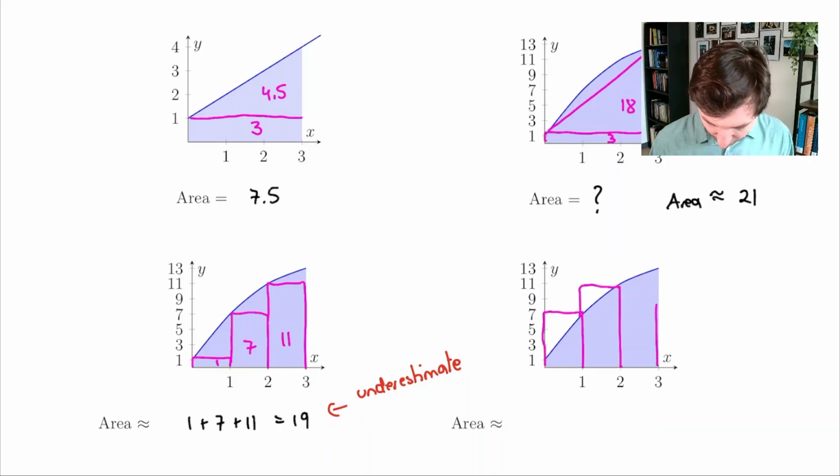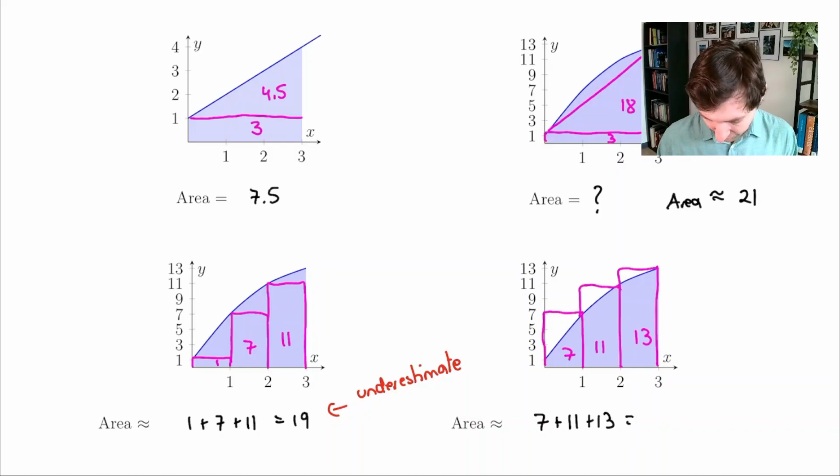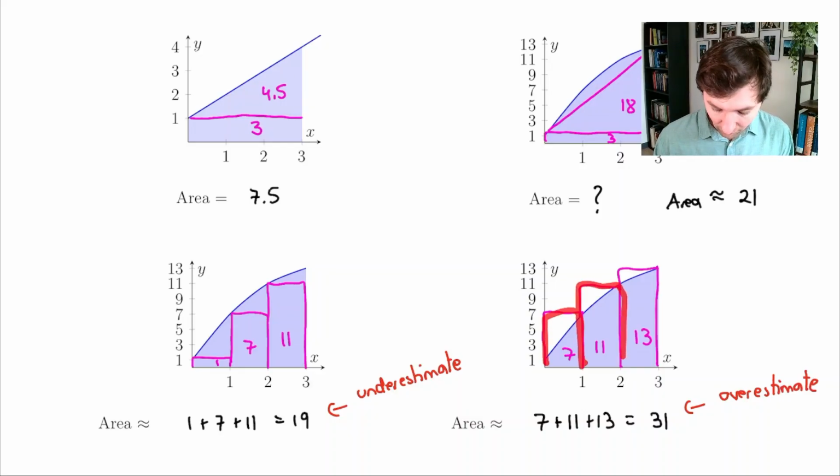Finally, the last approximating rectangle would have the height of 13, because the value of the function at 3 is 13. The areas of these rectangles are 7, 11, and 13. When I add these numbers, I get 7 plus 11 plus 13, which is 31. We know that this is an overestimate for the area of the blue region. And that is because the rectangles included more area than was inside of the blue region.